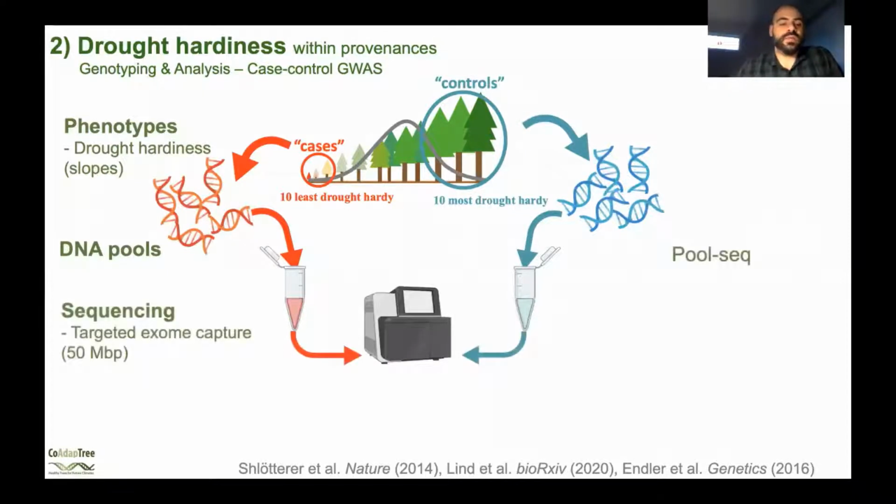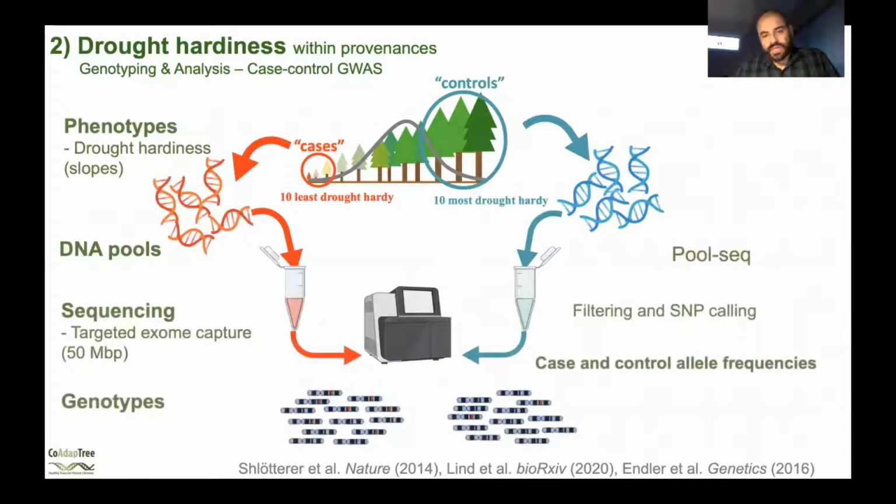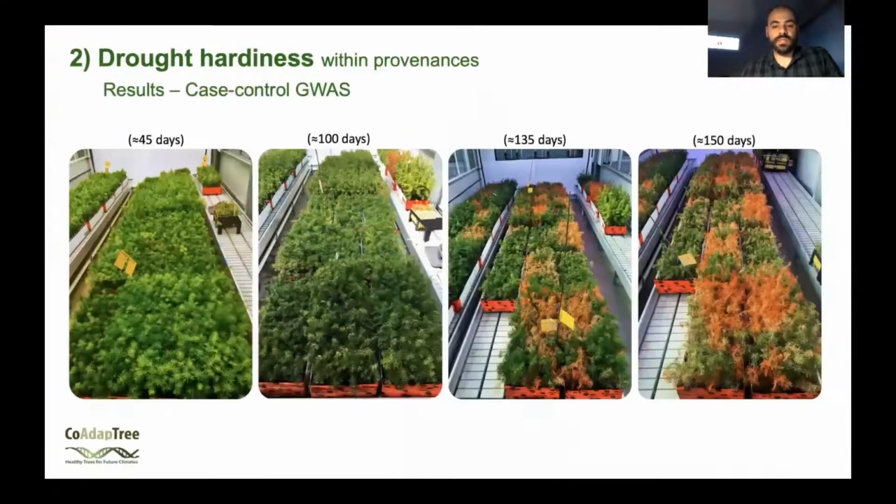We conducted sequencing using targeted exome capture, a technique called pool-seq. After filtering and calling the SNPs, we were able to assign allele frequencies to each case and control within each population and test for the association between the difference in allele frequencies between these two groups and the phenotypes, so drought hardiness. I used specifically for this test the CMH test.